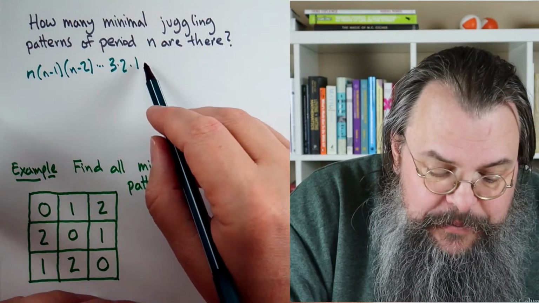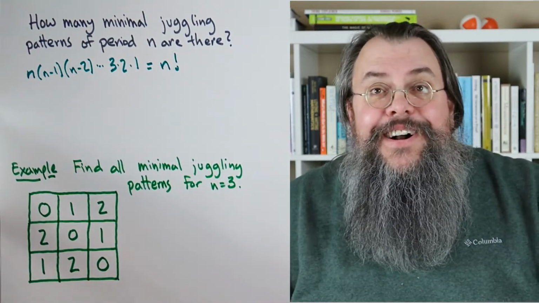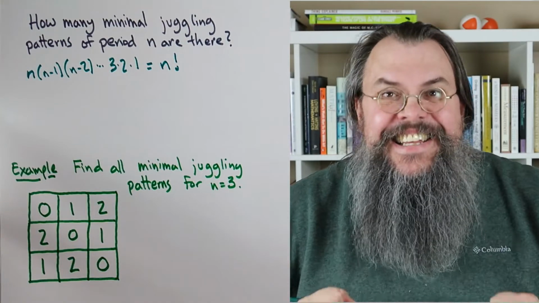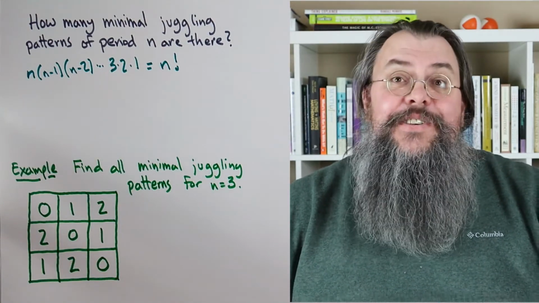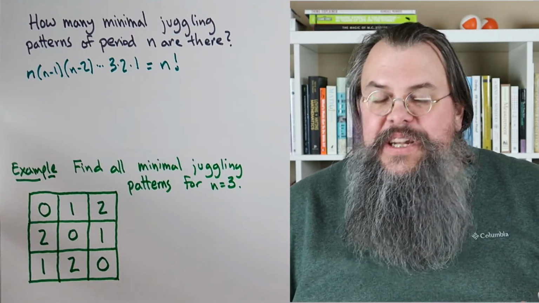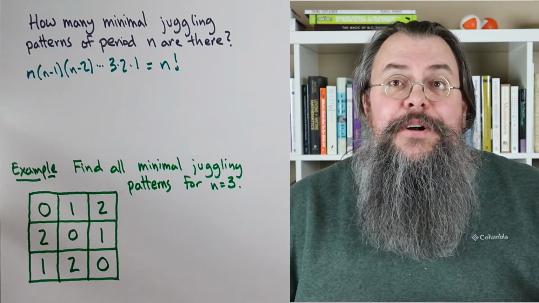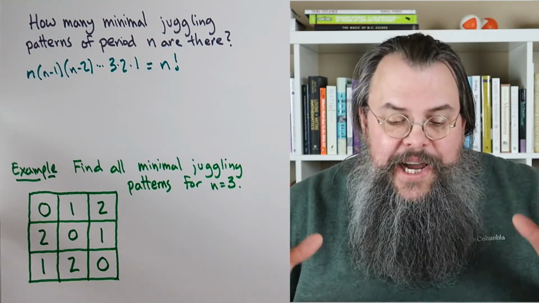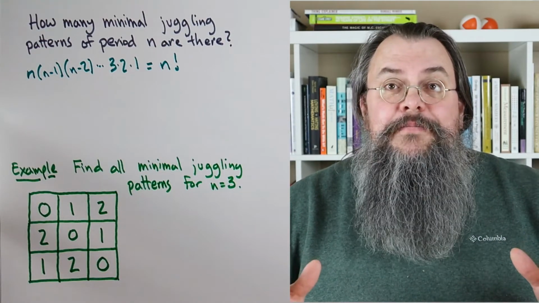We've seen this before. This is n factorial, or n. Yes, n. Exactly, n factorial. So this is fantastic. It's wonderful when we have an ability to answer a nice question using simple numbers that we've seen before. So finding minimal juggling patterns, great. No problem. We can do it.